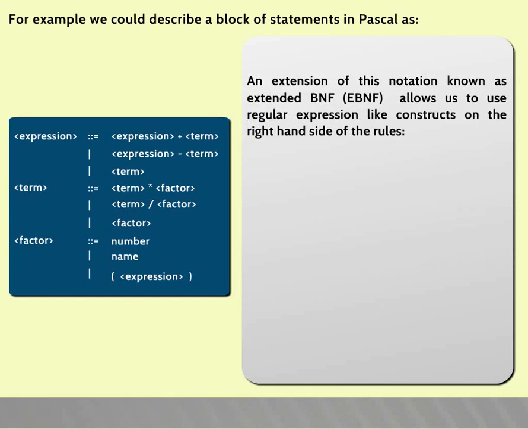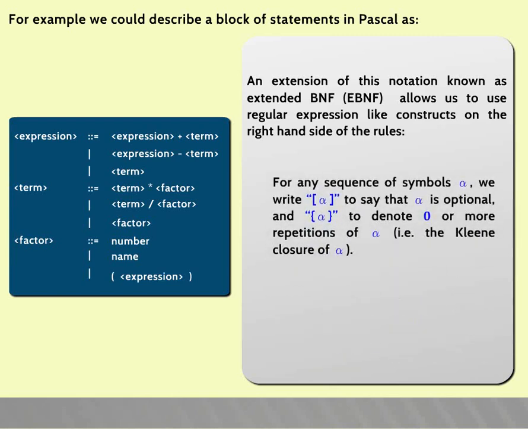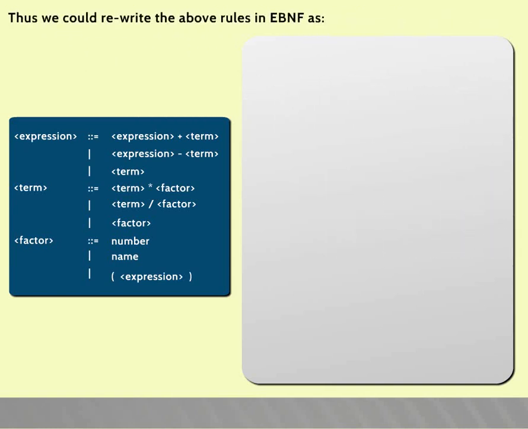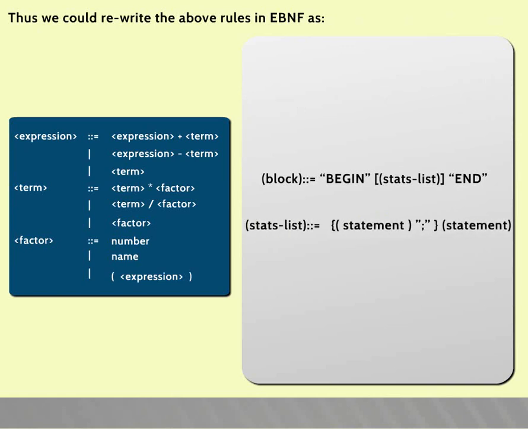An extension of this notation known as extended BNF, that is EBNF, allows us to use regular expression like constructs on the right hand side of the rules. For any sequence of symbols alpha, we write alpha in square brackets to say that alpha is optional, and alpha in curly brackets to denote 0 or more repetitions of alpha, that is, the Kleene closure of alpha. Thus, we could rewrite the above rules in EBNF as: block ::= begin [statements-list] end. Statements-list ::= statement {; statement}.